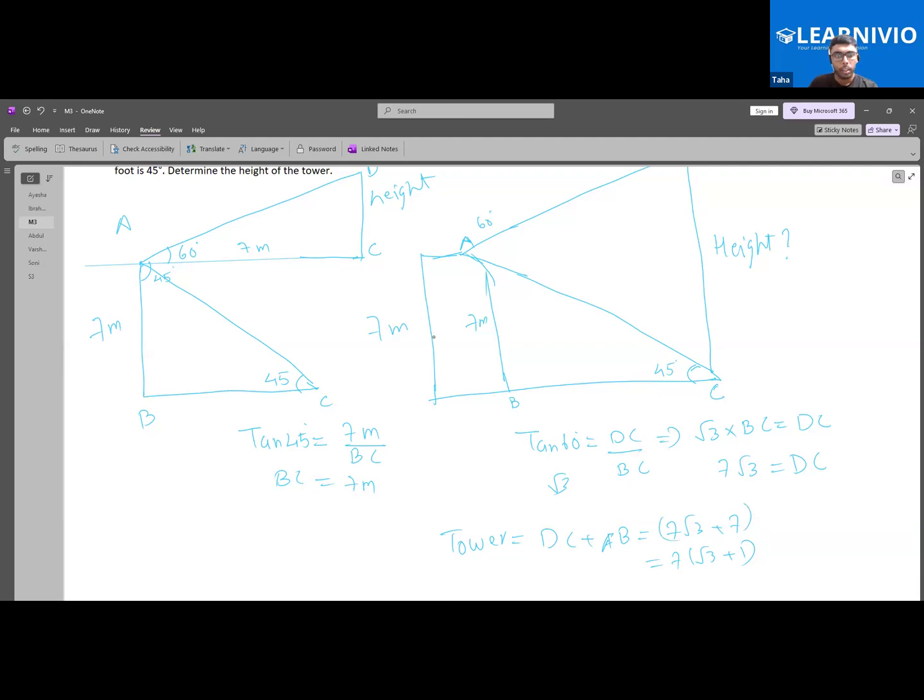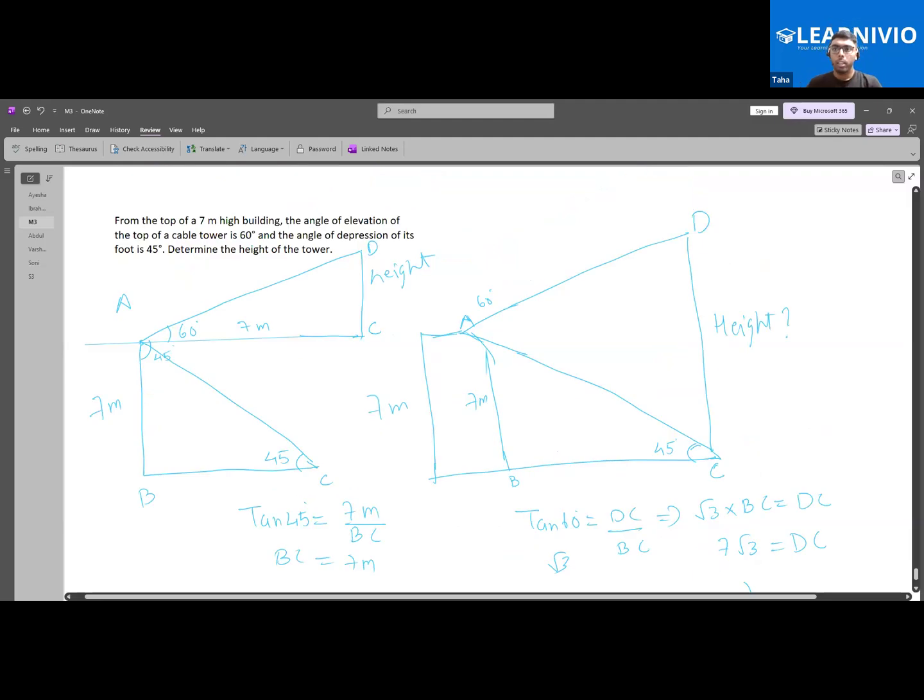I don't have NCERT right now. You don't have NCERT? Okay, let me check it online. Just a second. Yeah, 7 root 3 plus 1. That's the answer. Yeah, correct. Yeah, that's right. That is how we will make the figure.